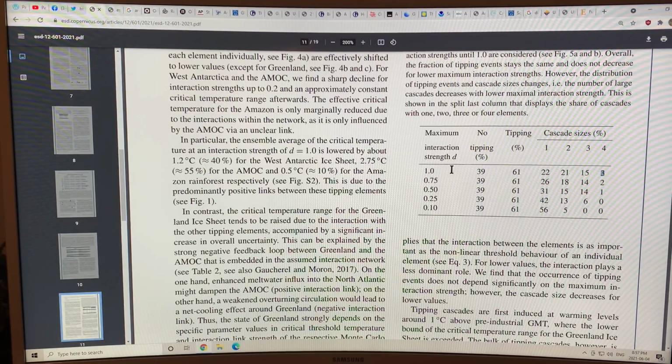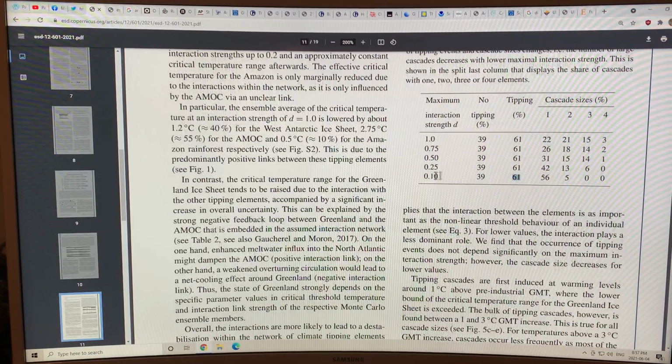Now, when you decrease the strength of the interaction, the total percentage of tipping stays the same, interestingly. But in most cases, when the interaction strength is very weak between the different tipping elements, you only get one of them tipping 56% of the time. A second one goes 5% of the time, but that's it. You don't get cascading to 3 tipping or 4 tipping. So you get the idea.